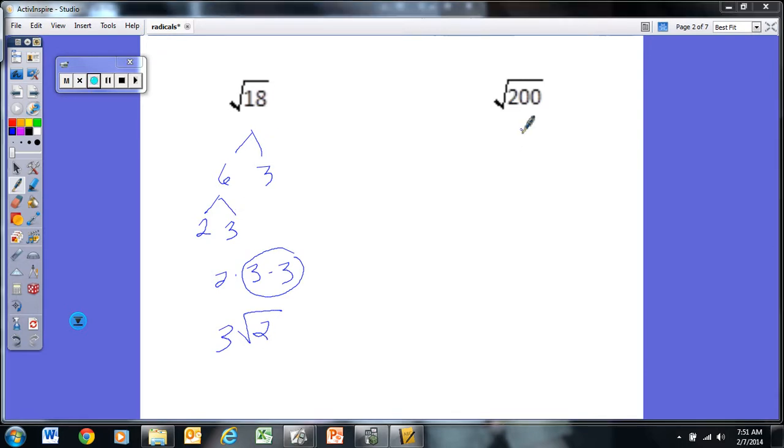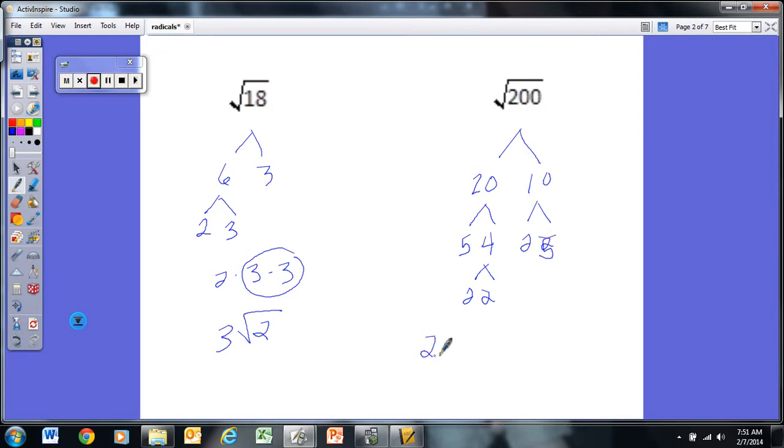So you could do the same thing with 200. You could say, I know that 20 and 10 go into 200. And 20 breaks down into 5 and 4. And 4 breaks down into 2 and 2. And 10 breaks down into 2 and 5. So the prime factorization is 2 times 2 times 2 times 5 times 5 times 4.